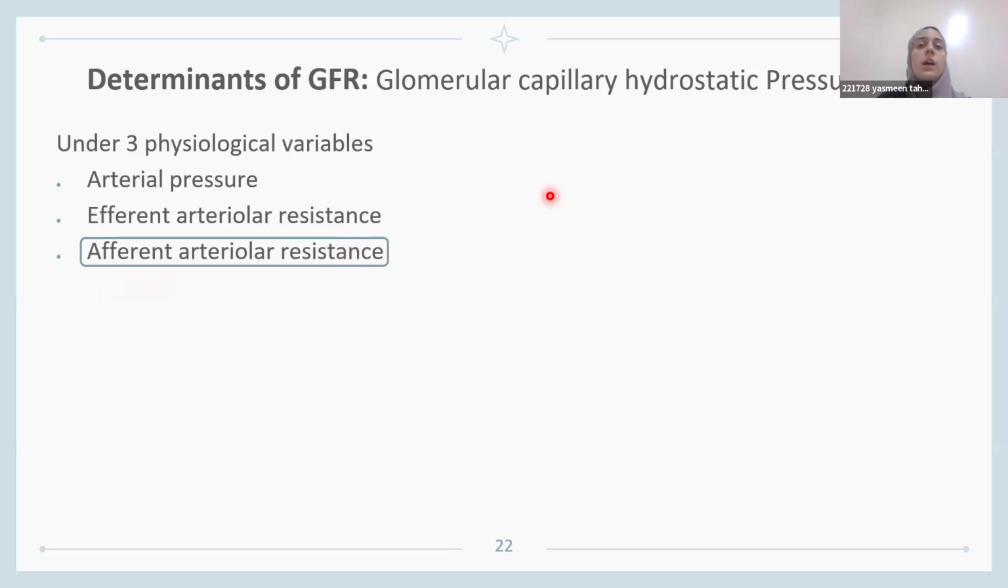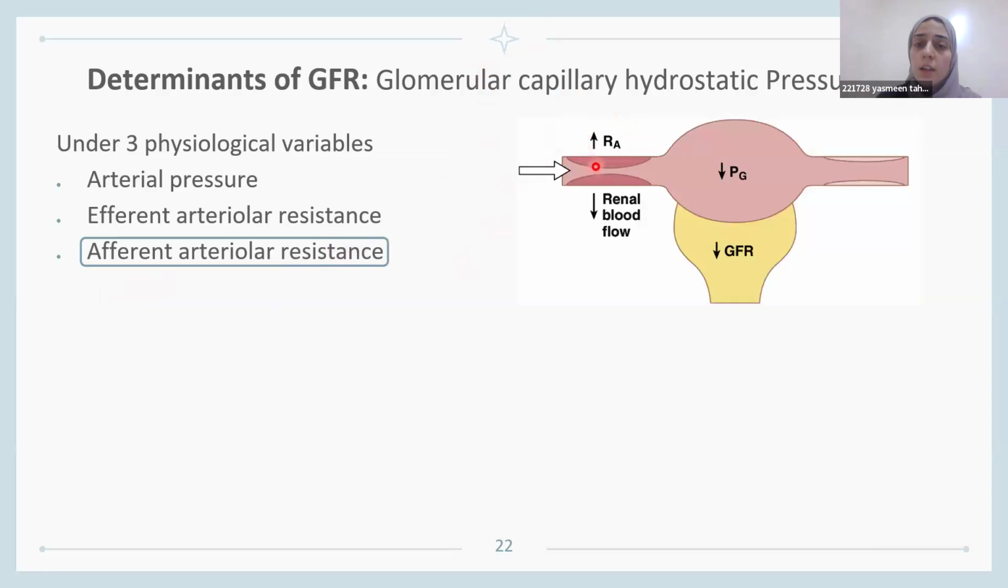Okay, now let's look at what happens if the afferent arterioles are restricted or constricted and have higher resistance. This case is a bit different. Here, the afferent arteriole is what's bringing the blood into the glomerular capillaries. So if they are constricted, less blood is going to come into the glomerular capillaries. And this means less hydrostatic pressure and less GFR.